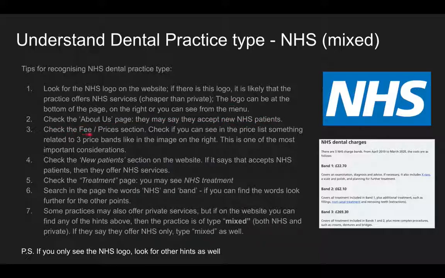Check the fee or prices section. This can come up in different ways. Check if you can see the prices, something related to the 3 prices on this one. So the prices for NHS come in band 1, band 2, and band 3. So on the price page, check if this type of prices appear.